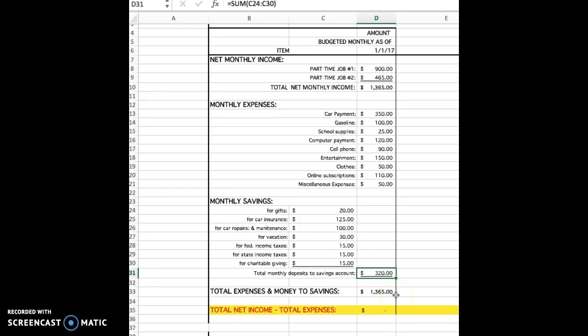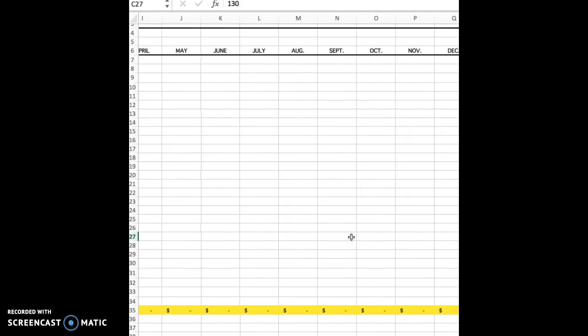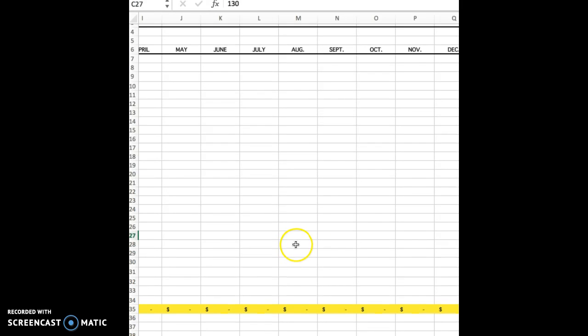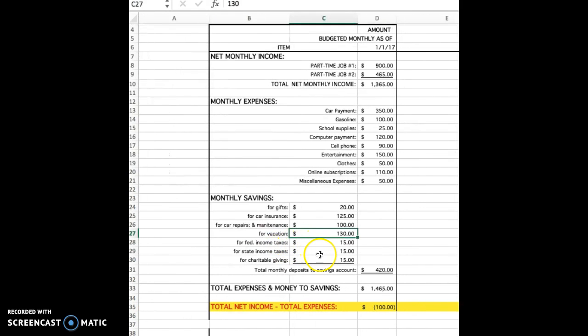Again, if we make a change, it'll change the total. So for vacation, suddenly we decide we need $130 a month. Let's put that in, $130 a month, and look what happens to the total. Now we're at 420. So it adds it up for you, which is a very convenient thing. Okay, let's go back to where we had it originally.